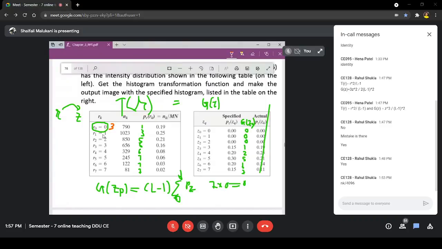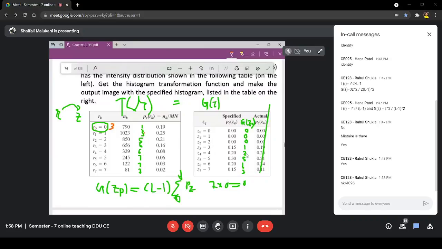Again I repeat: if in my input 1 occurs, what will be the equalized value? It will be 3. That equalized value should be equated somewhere here, but there is no direct mapping with 3. So you can take the nearest value. What is the nearest value of 3? It is 2, and 2 is even nearer than 5. So 3 is equated with 2 because it is the nearest value. So the equal part is done.